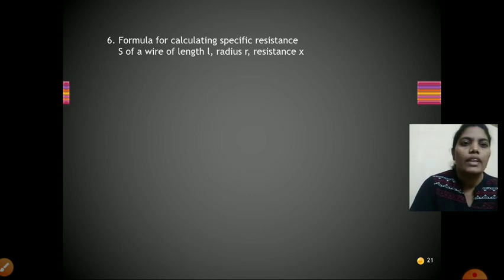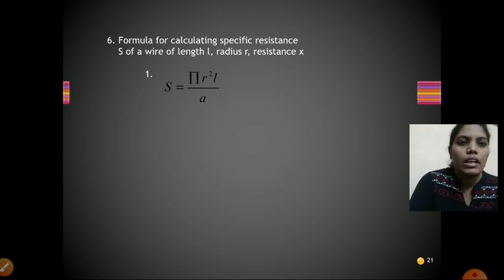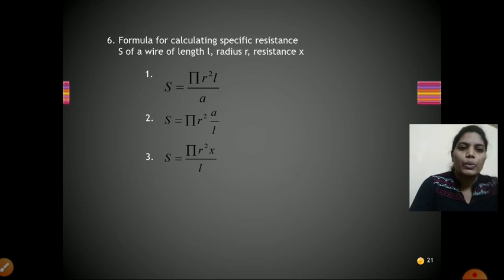Now, the formula for calculating specific resistance S of a wire of length L, radius R and resistance X is: pi r square L by A, pi r square A by L, or pi r square X by L. It is pi r square X by L.